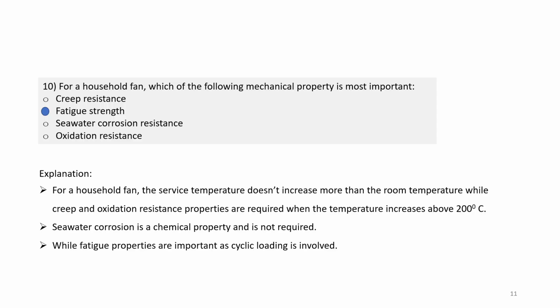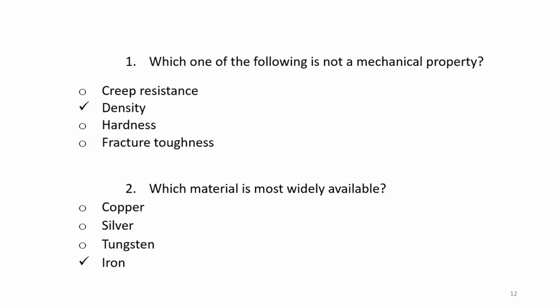For a household fan, the service temperature doesn't increase more than the room temperature, while creep and oxidation resistance properties are required when the temperature increases above 200 degrees Celsius. Seawater corrosion is a chemical property and is not required, while fatigue properties are important as cyclic loading is involved in the case of household fans.